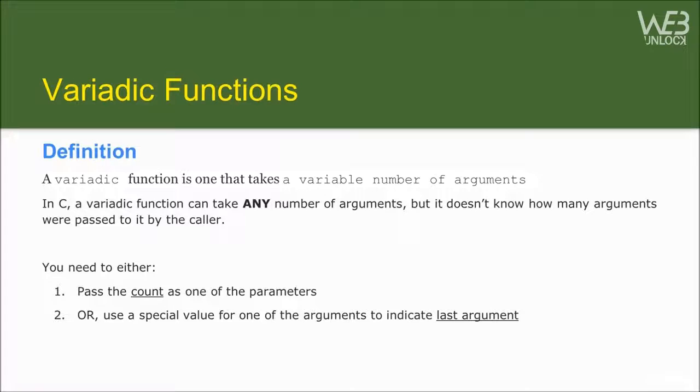So how do we define a periodic function? Here's an example. Void print integer count and then ... This ellipsis is what is known as the periodic function in C. Most of the functions that we've been using so far, like printf and scanf, they actually use this trick. They use this technique to allow you to pass a variable number of arguments to the function.